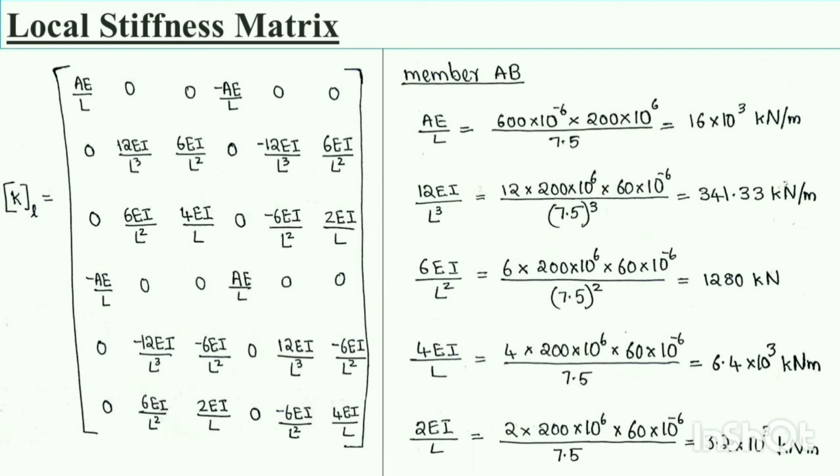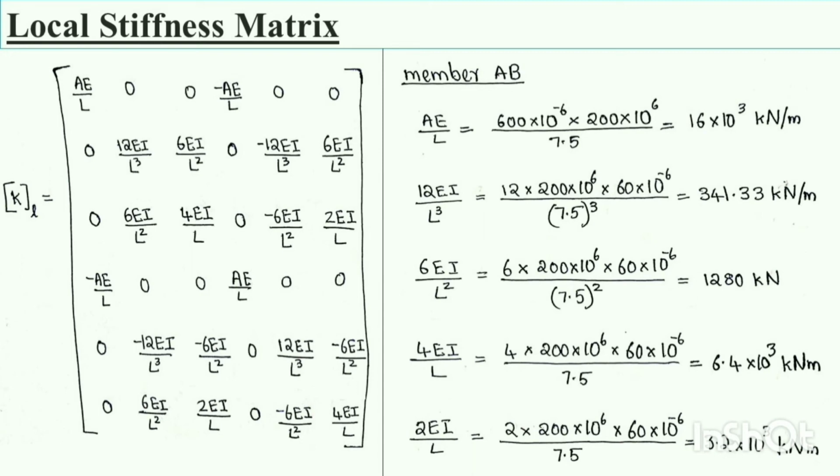Now for member AB, AE by L: A is 600 into 10 raised to minus 6, E is 200 into 10 raised to 6, and length of AB is 7.5 meter. Therefore AE by L equals 16 into 10 raised to 3 kilonewton per meter. Now 12 EI by L cube equals 341.33 kilonewton per meter.